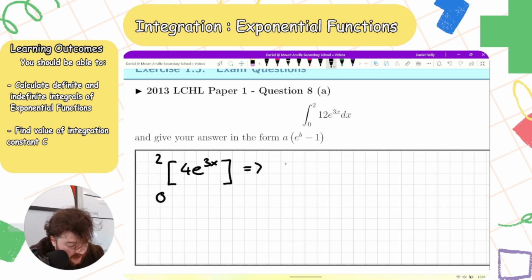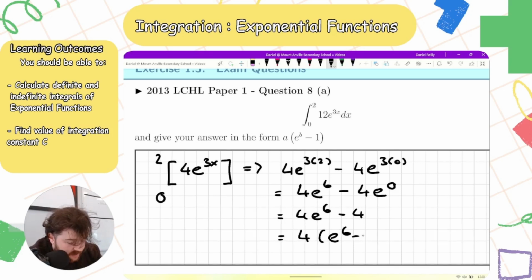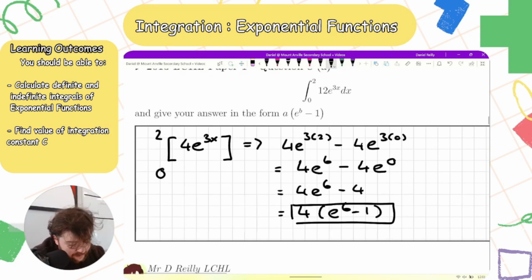Sub it in. I'm going to have 4e to the 3 times 2, minus 4e to the 3 times 0, which is going to be 4e to the 6 minus 4 times e to the 0, which is going to be equal to 4e to the 6 minus 4. Factor out the 4 here: 4 times e to the 6 minus 1. That is the answer there, and that is in the form it asked me for.